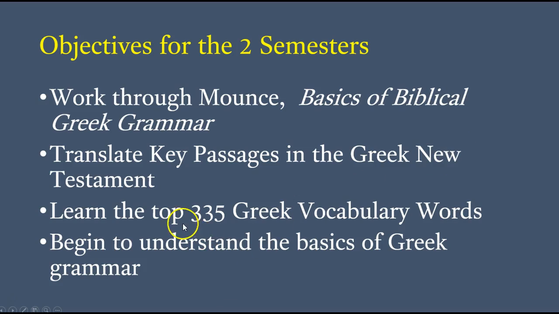So basically, we're going to learn about 12 new vocabulary words a week. This will be cumulative, and so we will constantly be reviewing these vocabulary words, but we'll do that every week. And then we'll work through one chapter in Mounce's grammar to deal with these basics of Greek grammar.